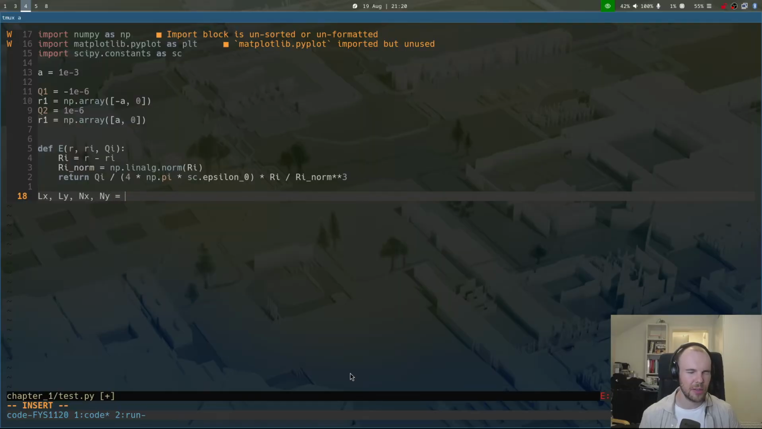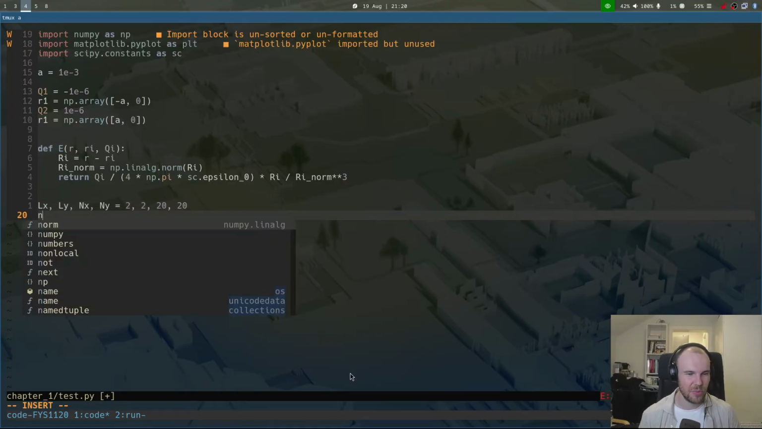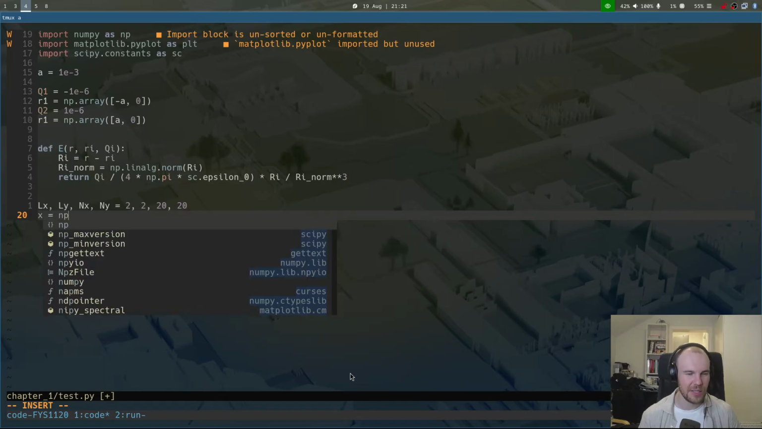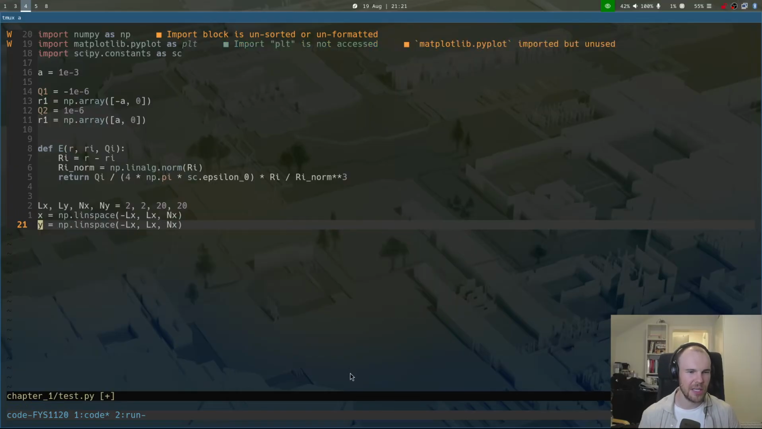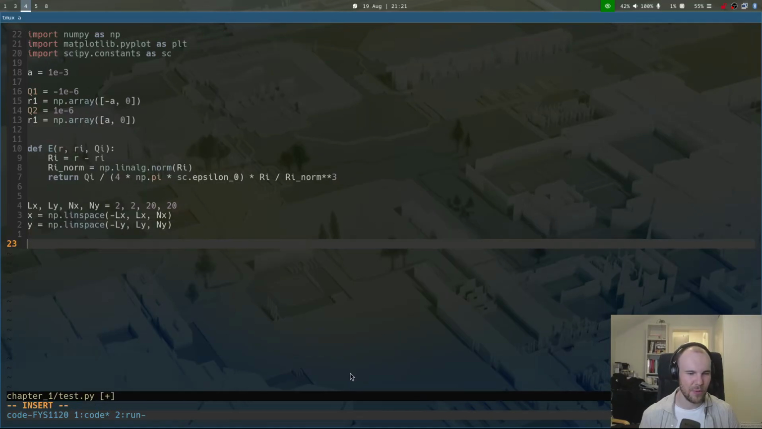That should be equal to... this field wasn't that strong, so it should be maybe 2. Yeah, let's go with 2 and maybe have something like 20 points, right? That should be, so let's see, x is equal to np.linspace from minus Lx to Lx with Nx points. Just do it like that. Yes, yes, and yes, of course.